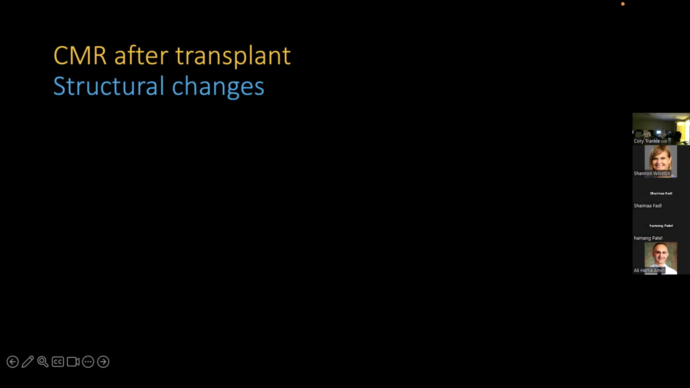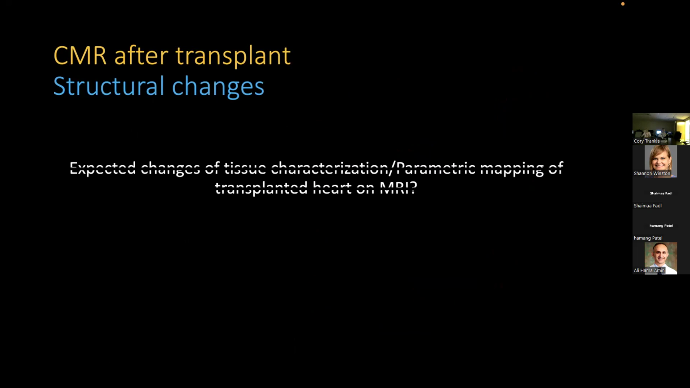So we are done with the expected anatomic changes and how to realize the unexpected findings. How about the structural changes? What are the expected changes in the tissue characterization or parametric mapping of the transplanted heart?